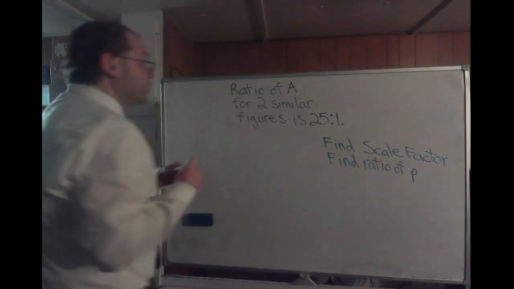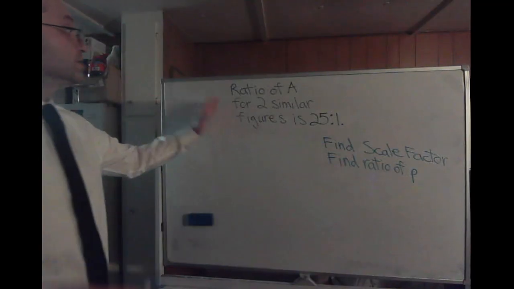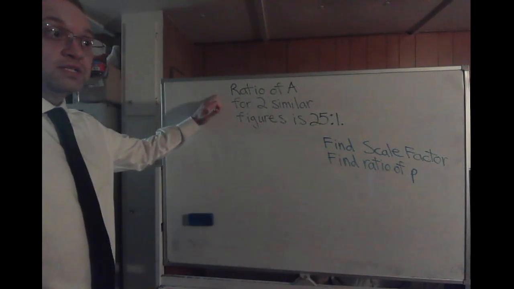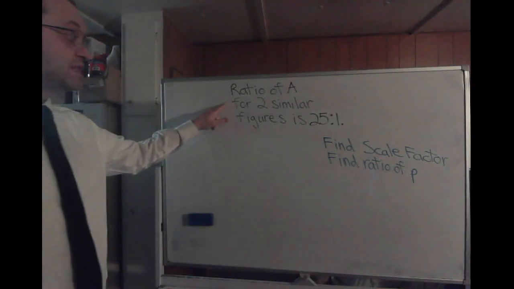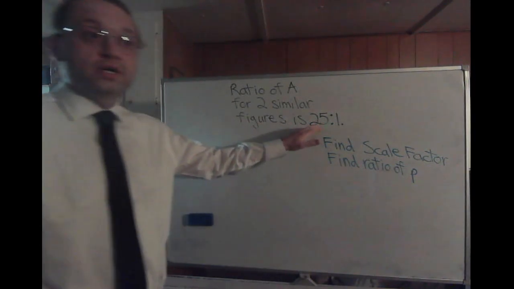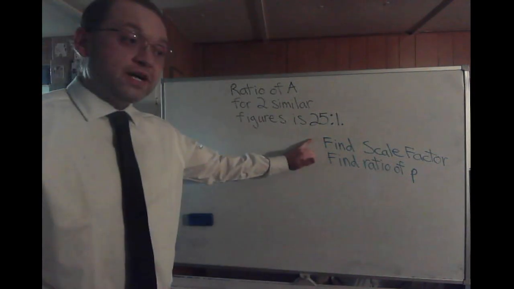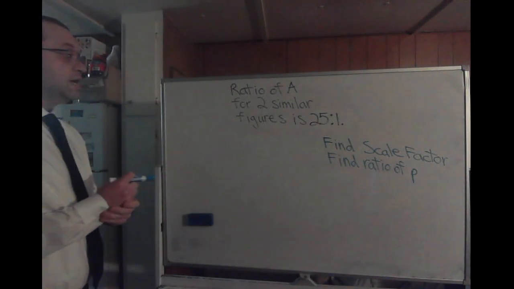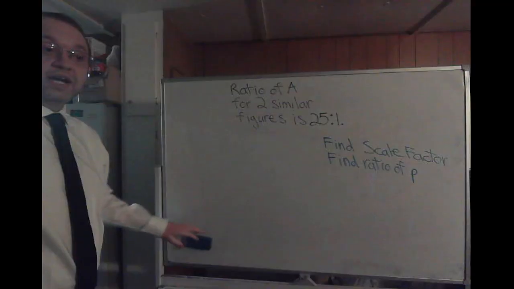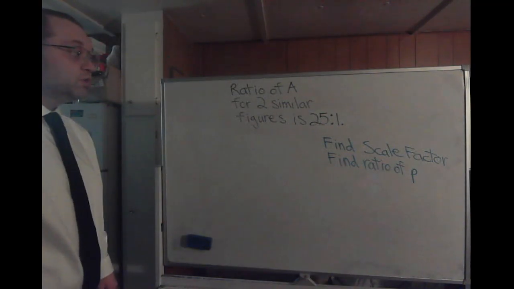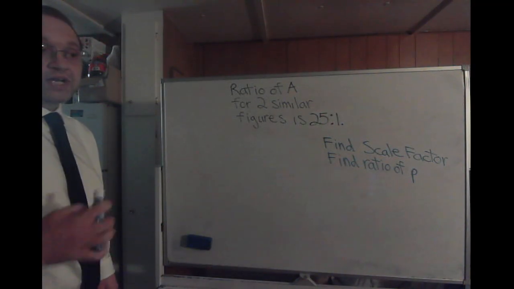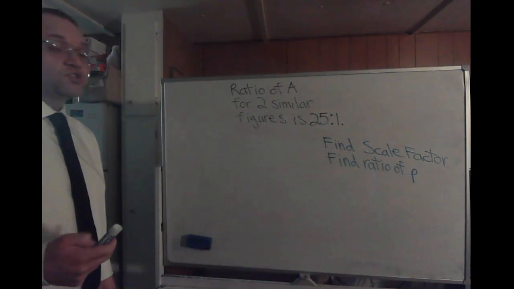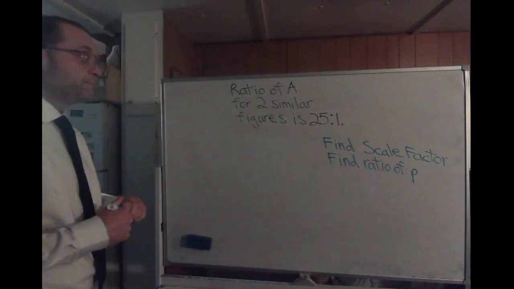So for these next two similar figures, they start you off right away with the ratio of the areas. The ratio of the areas for two similar figures is 25 to 1. We need to find the scale factor and the ratio of the perimeter. Well, it definitely would help if we found our scale factor first, right? What do we know about scale factor and ratio of areas? That the ratio of areas is your scale factor squared, right?